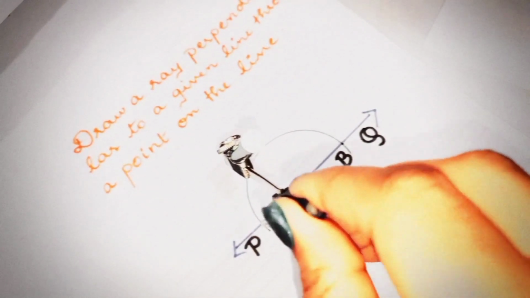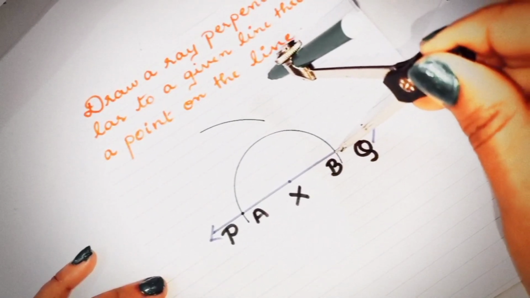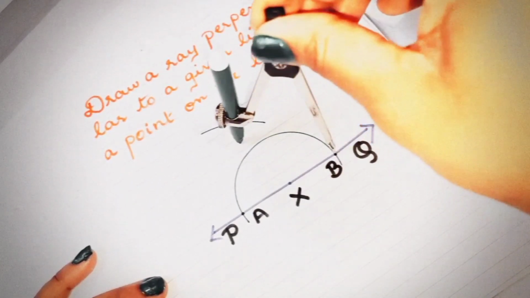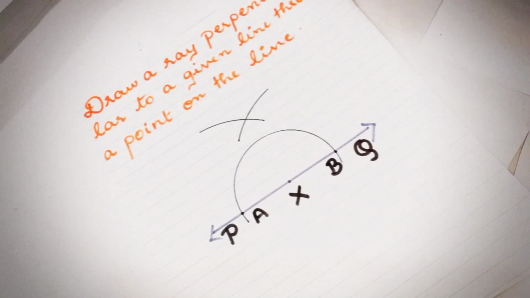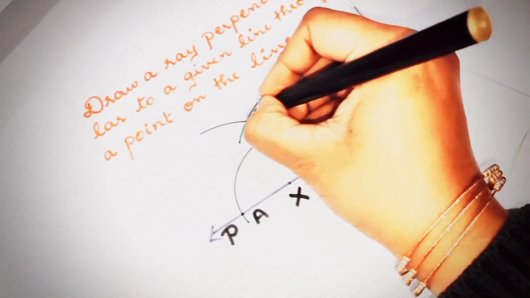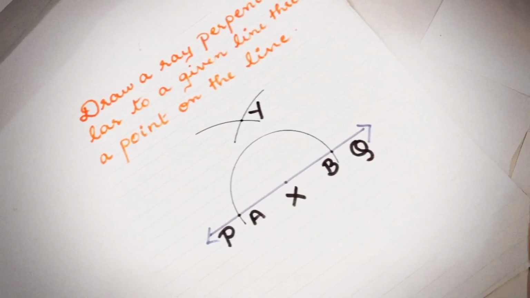Now in the next step, center the compass at A and with a radius more than XA, draw an arc. Again, center the compass at B without changing the radius, and draw an arc so that it cuts the previously drawn arc. Let the point be Y.